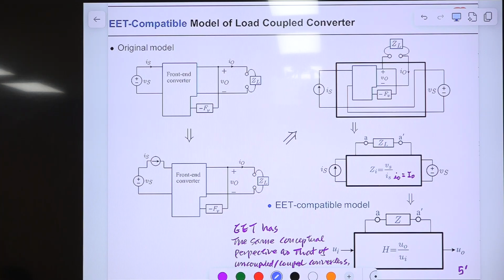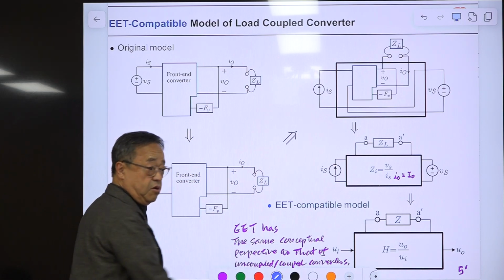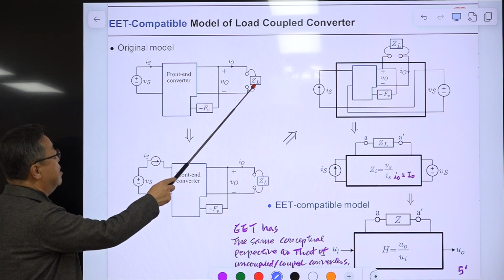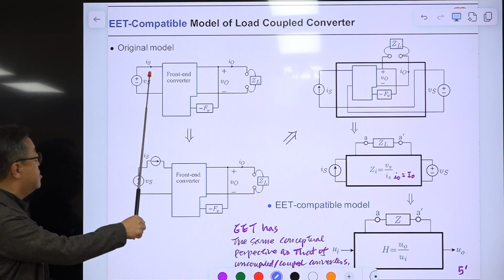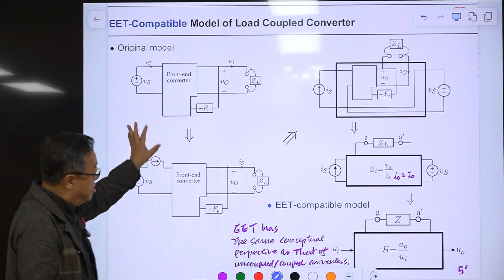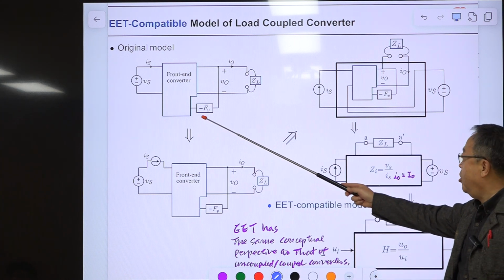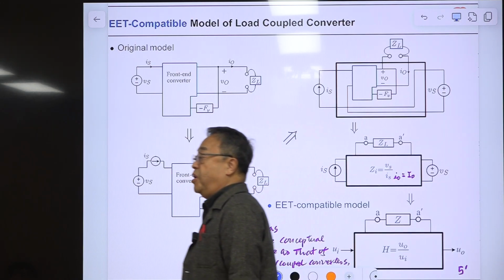Okay, so this is our original model. If the GL is absent, that is the uncoupled converter model, and with this GL, this is the load coupled model. Originally, we are using this model. I modified several steps, and finally, this will be converted into this form. I call it the EET comparable model. We used this block diagram to explain the EET.